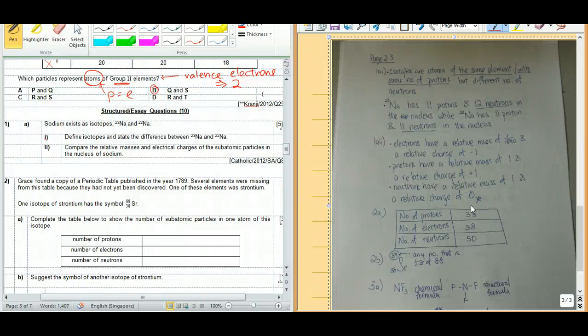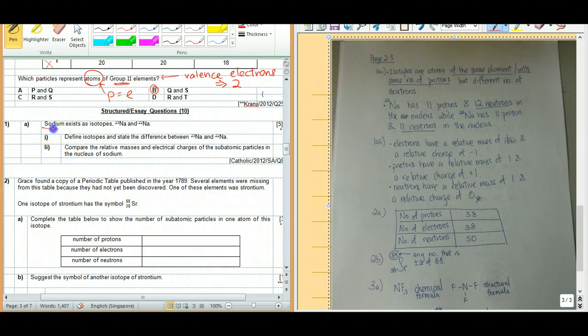Atomic Structure Essay Question 1. If you look at the question here, we're looking at sodium, which exists as isotopes sodium 23 and sodium 22. So they ask us to define isotope and state the difference. There are two things to do here. First, you must define what an isotope is, and next, you must state the difference.